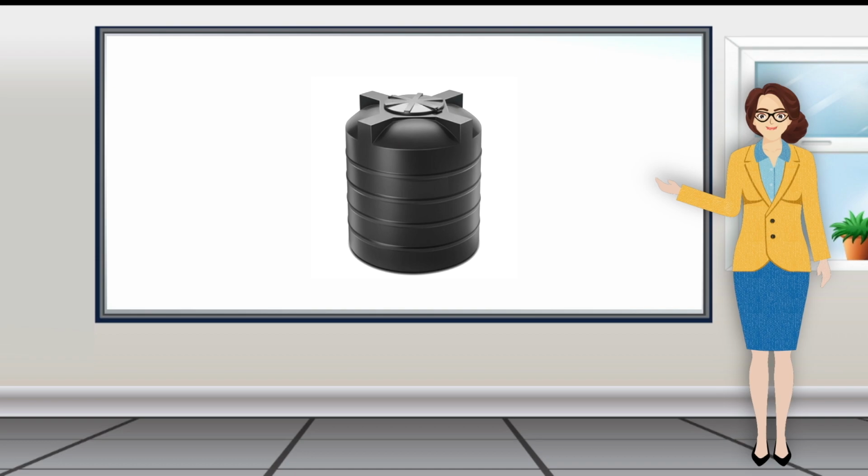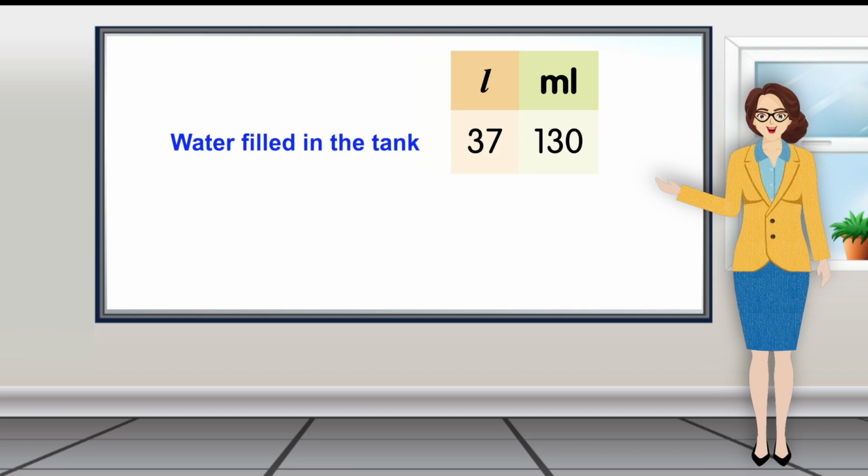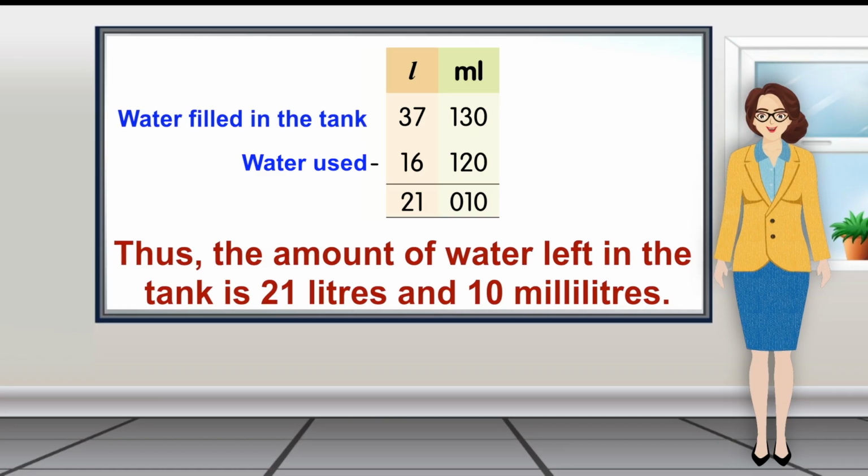To find out how much water is left in the tank, we will arrange the bigger unit of quantity first, then the smaller unit below it in liter and milliliter columns, and start the subtraction from the smaller place value. After subtracting 16 liters and 120 milliliters from 37 liters and 130 milliliters, we will get 21 liters and 10 milliliters. Thus, the amount of water left in the tank is 21 liters and 10 milliliters.